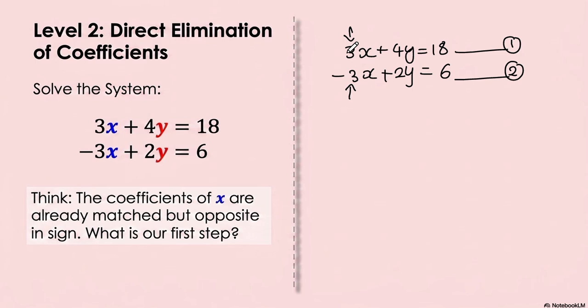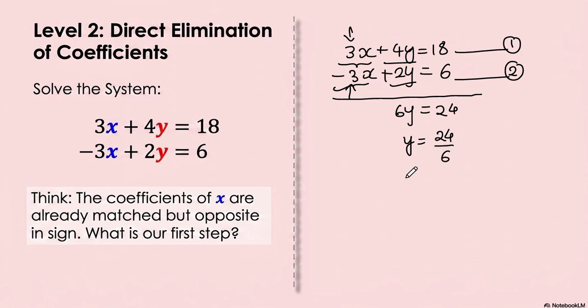Let's say this is equation number 1 and this is equation number 2. So here it is plus, here it is minus, so in this question plus 3x and minus 3x are getting cancelled directly, so just simply addition we have to do. So plus 3x minus 3x is 0, then 4y plus 2y is 6y, is equal to 18 plus 6, which is 24. So we'll get y is equal to 24 by 6, which is y is equal to 4.